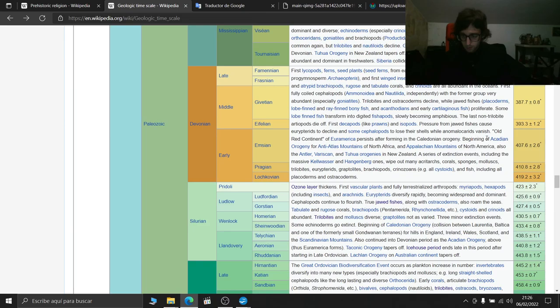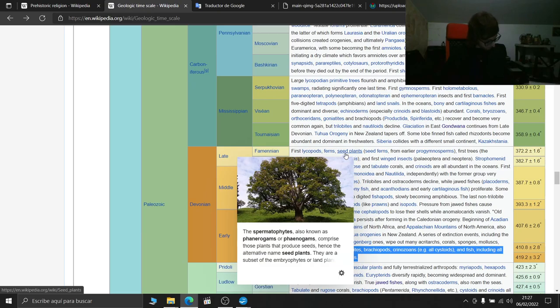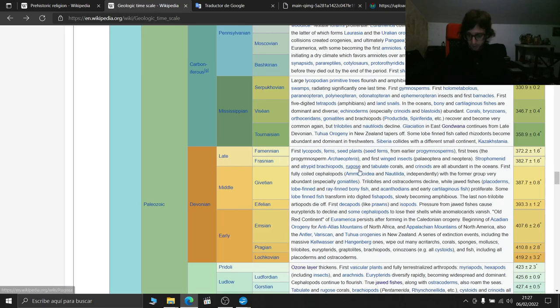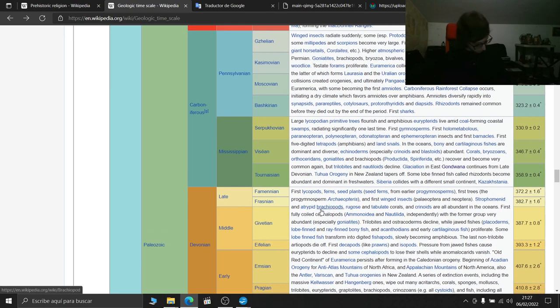See, something interesting. More Variscan or Acadian orogeny. A series of extinction events, including the massive Kellwasser and Hangenberg events, wipe out many algae, corals, sponges, mollusks, trilobites. Well, extinctions all the time. And it is with the next, so it is the Devonian-Carboniferous extinction. This is another of the greatest extinctions.